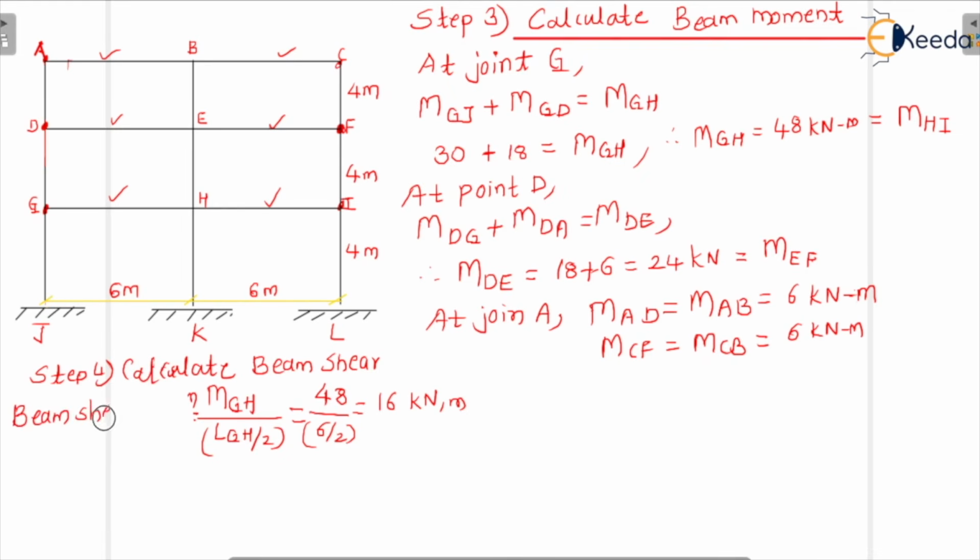Beam shear at GH and HI. Okay, so this is the value. So here M of GH or M of HI is the same.